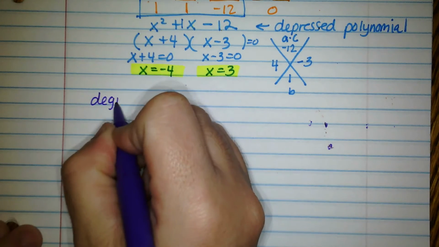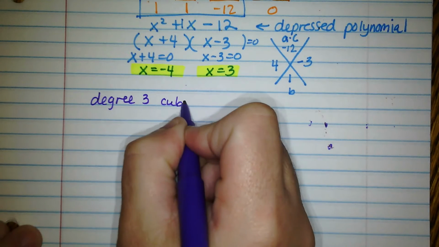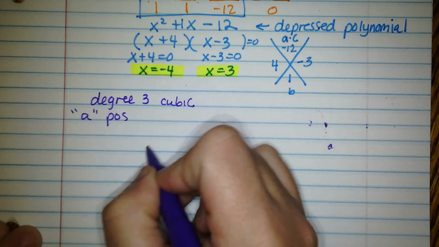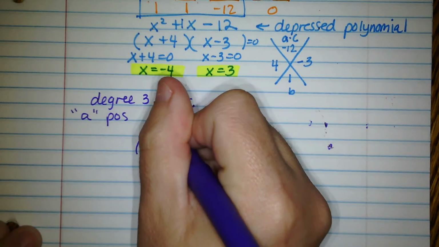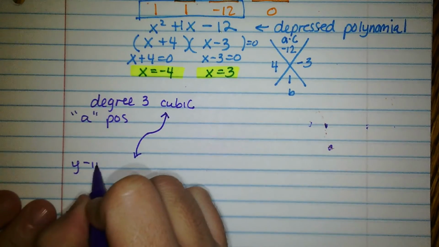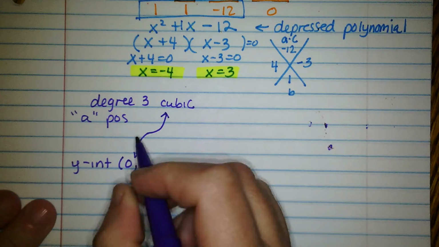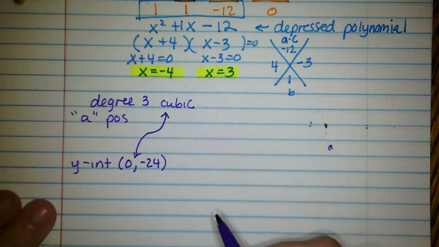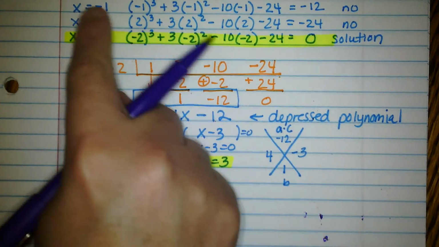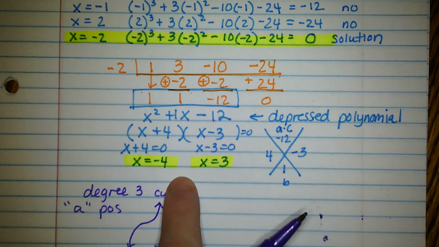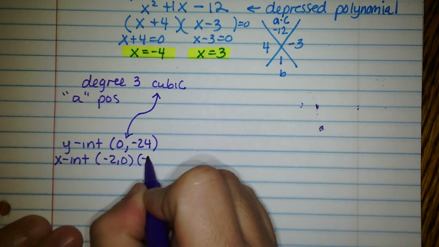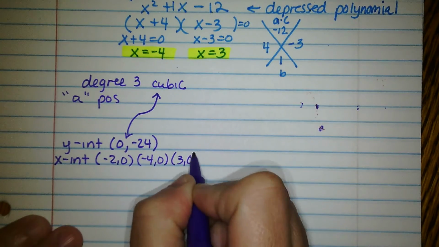All right, our degree is 3. It's a cubic. Our a term is positive, which means that we have end behavior that looks like this, starting down and ending up. Our y-intercept is (0, c), in this case (0, negative 24), and our constant is negative 24. And our x-intercepts that we solved for, that I highlighted, were negative 2, negative 4, and 3. Negative 2, 0, negative 4, 0, and 3, 0.